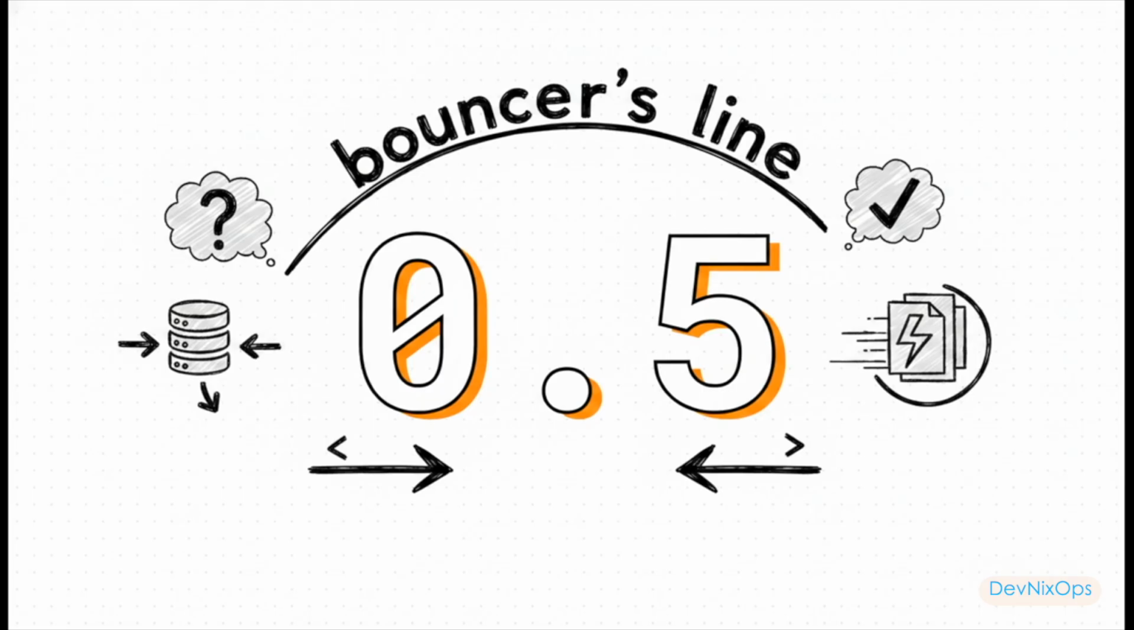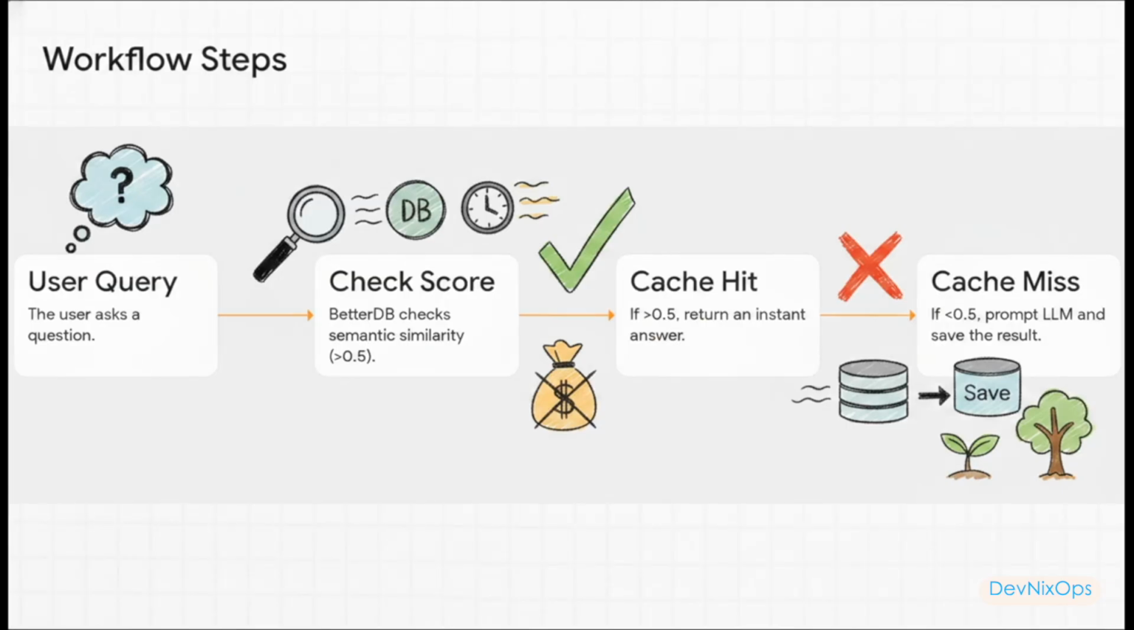According to the source material, BetterDB uses a specific similarity score threshold of 0.5. So if the semantic similarity score between the new user question and a previously cached question is greater than 0.5, boom, it triggers a cache hit. The system decides, yep, these are close enough in meaning and serves the cached answer instantly. This specific threshold is the exact mechanism that saves your infrastructure resources.